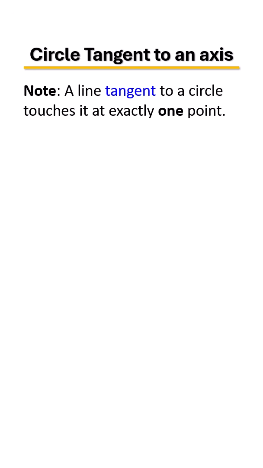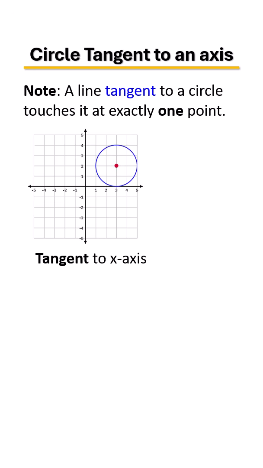A line tangent to a circle touches it in exactly one point. Here's an example of a circle tangent to the x-axis. It touches in that one point. So from that point to the center, that is called your radius, which is your y value, because notice y goes up and down vertically versus the horizontal axis is this way. So anytime it's tangent to x, it's your y value, that's your radius.